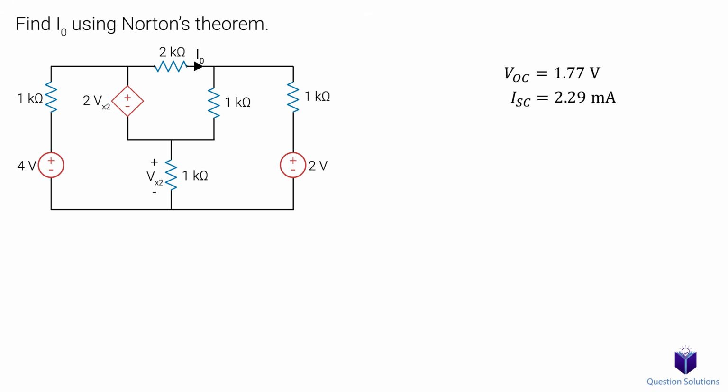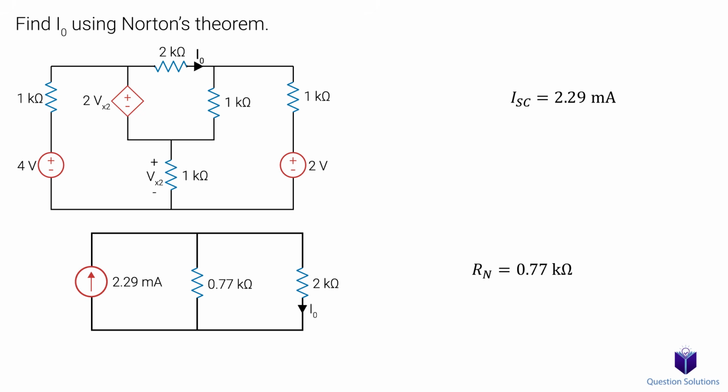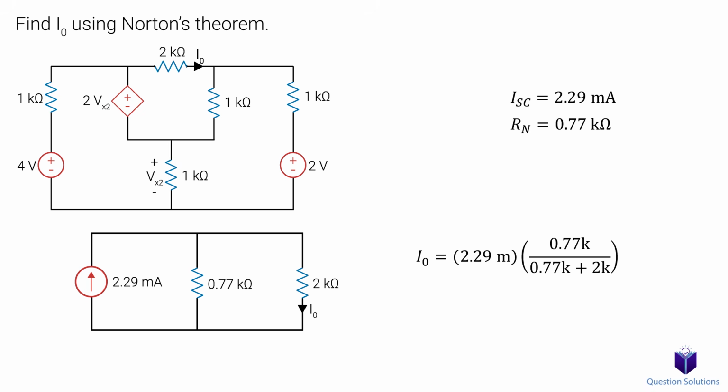Now that we have both VOC and ISC, we can use them to figure out the Norton resistance. So Rn is equal to VOC divided by the ISC. We can finally draw our Norton equivalent circuit. We have the current source, parallel to that we have our Rn, and parallel to that we can place our load. To find I0, we can use current division. We get 0.64 milliamps, and that's our answer.